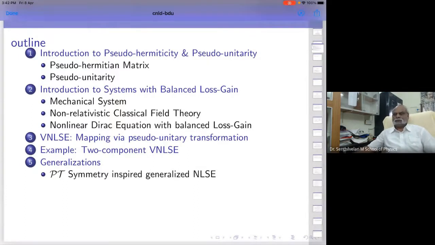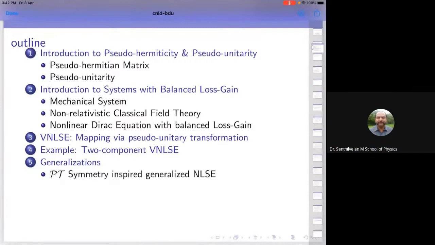My main talk will be concentrated around this non-relativistic classical theory, where I'll be using some models of the nonlinear Schrodinger equation. So the main idea of pseudo-unitary transformation will be shown by using this Schrodinger equation, which falls under the non-relativistic classical field theory. But since balanced systems are a very important topic nowadays from the viewpoint of geometric theories and its immense applications in condensed systems or any other contemporary topic.